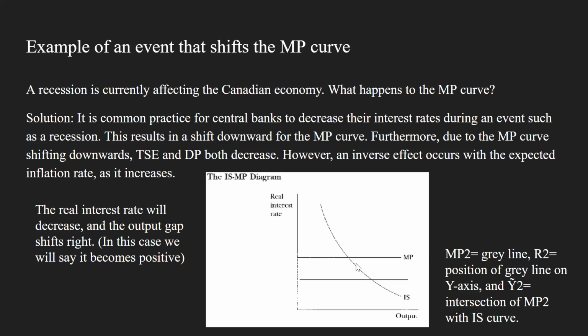And the output gap, we'll just say, this is our original output gap value right here, and then it would shift right here. So it would shift right. In this case, we'll just say it would shift to become positive. So Y2 is the intersection of the MP2 line on the IS line. So the intersection right here would be Y2.